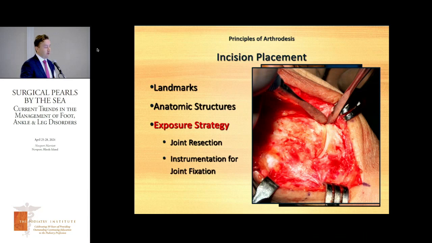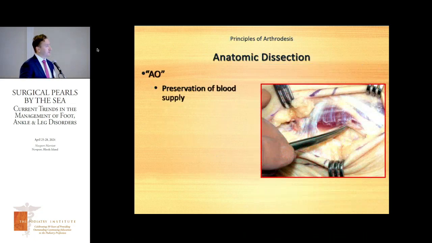When you are exposing, you want to look at what joint you are resecting, making sure you're adequately able to expose that joint, and then making sure you're going to have plenty of room in your dissection for the instrumentation that's going to be used for whatever fixation you're putting on.